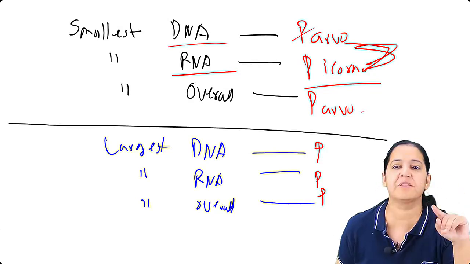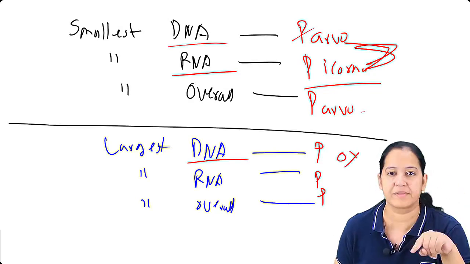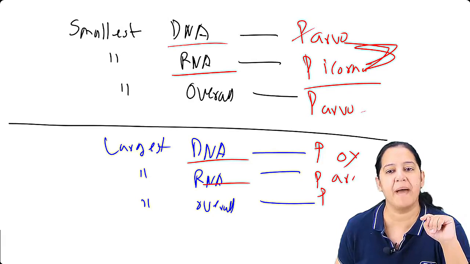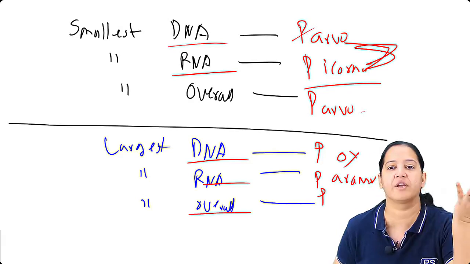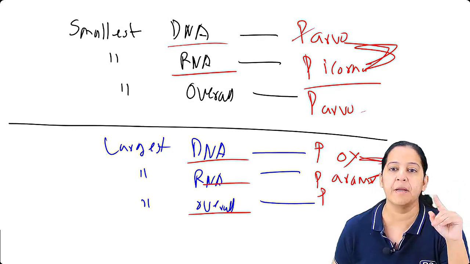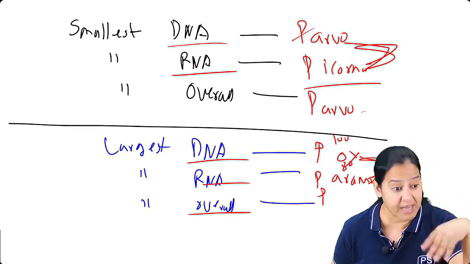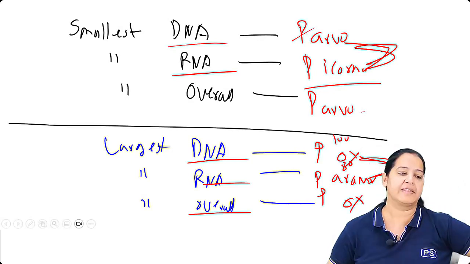ग्रैंडफादर्स बताओ. DNA का ग्रैंडफादर कौन है? Pox. RNA का ग्रैंडफादर कौन है? Paramyxo. और ओवरऑल ग्रैंडफादर कौन है? तो Pox और Paramyxo दोनों बड़े हैं, मे बी ये 100 ईयर्स का, ये 80 ईयर्स का, तो ज्यादा सीनियर कौन है? Pox. Learn like that, please learn.